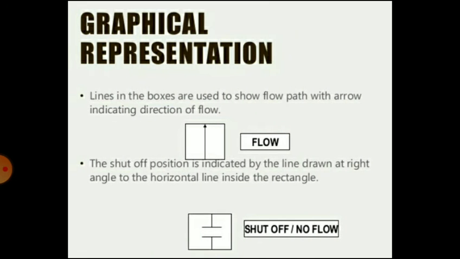Then graphical representation. In the block, the lines in the boxes are used to show the flow path, with arrows indicating the direction of flow. So that is represented in a diagram. Then a shutoff position is indicated by a line drawn at right angles to the horizontal line inside the rectangle. So if the line is inside the rectangle, then it is a shutoff, or no flow through this direction.